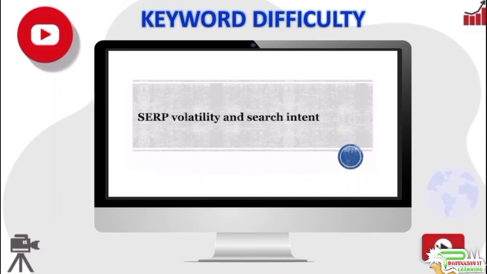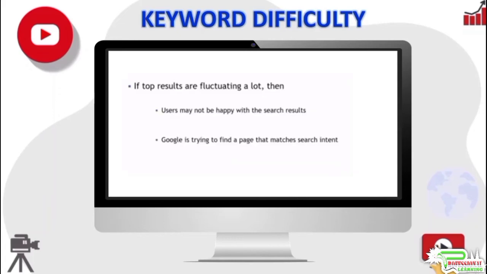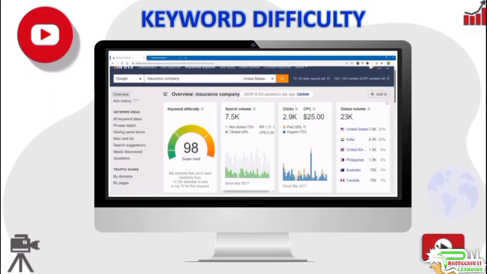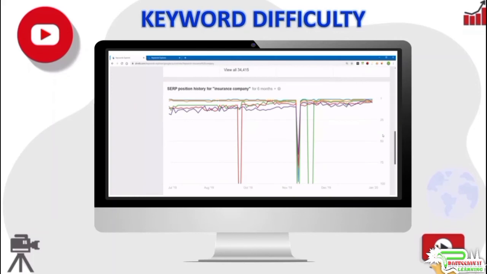If the top search results are fluctuating a lot, that's an indication that users are not very happy with the results Google is displaying. And Google is kind of desperately trying to find a page that's a very good match to the keyword intent. If you run a search in Ahrefs keyword explorer for this phrase, insurance company, and scroll down till you get to the section SERP position history, you will see the top results are in a state of flux.